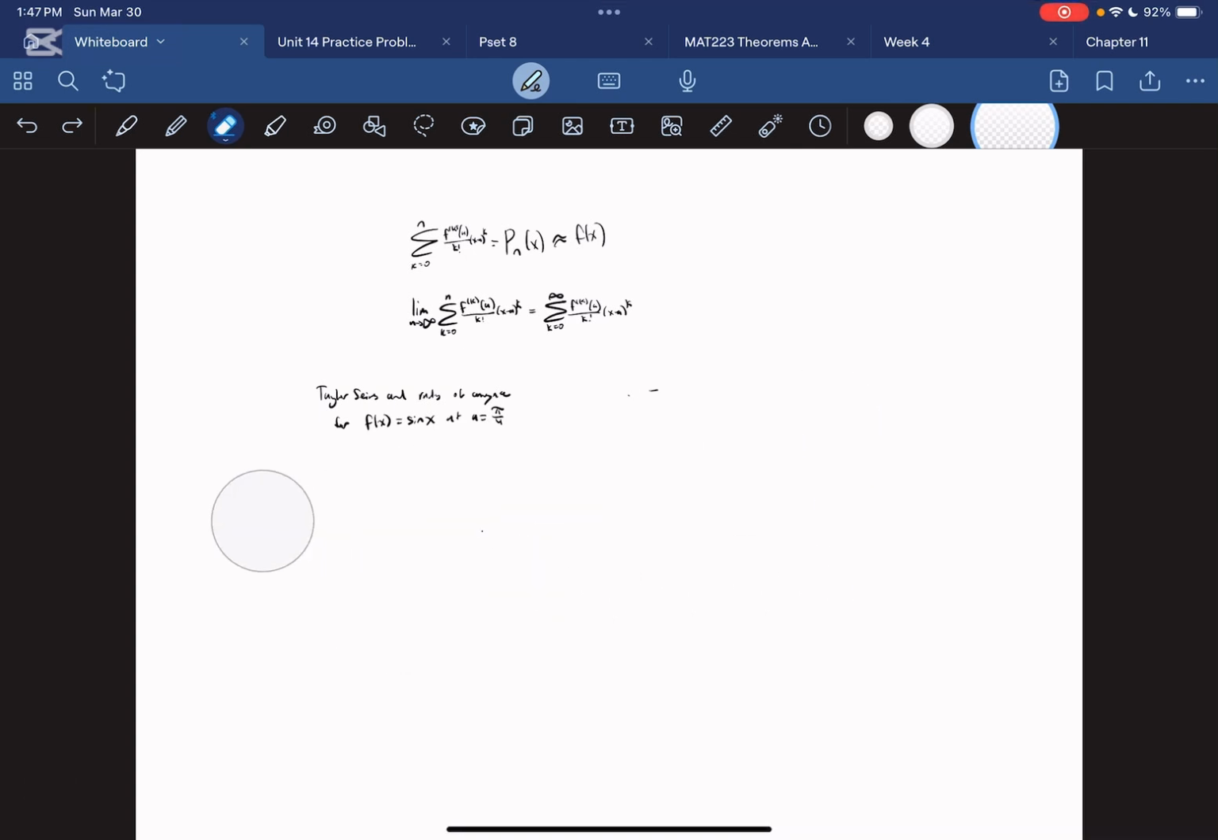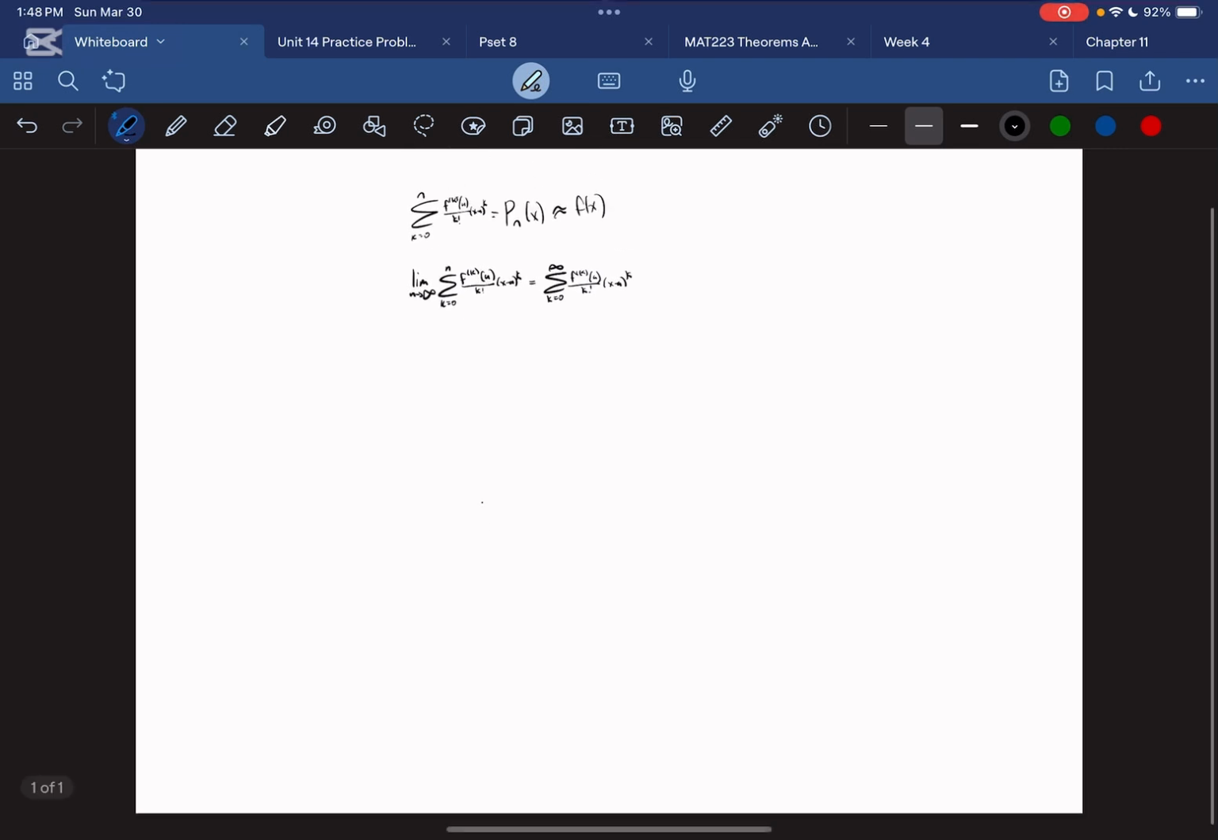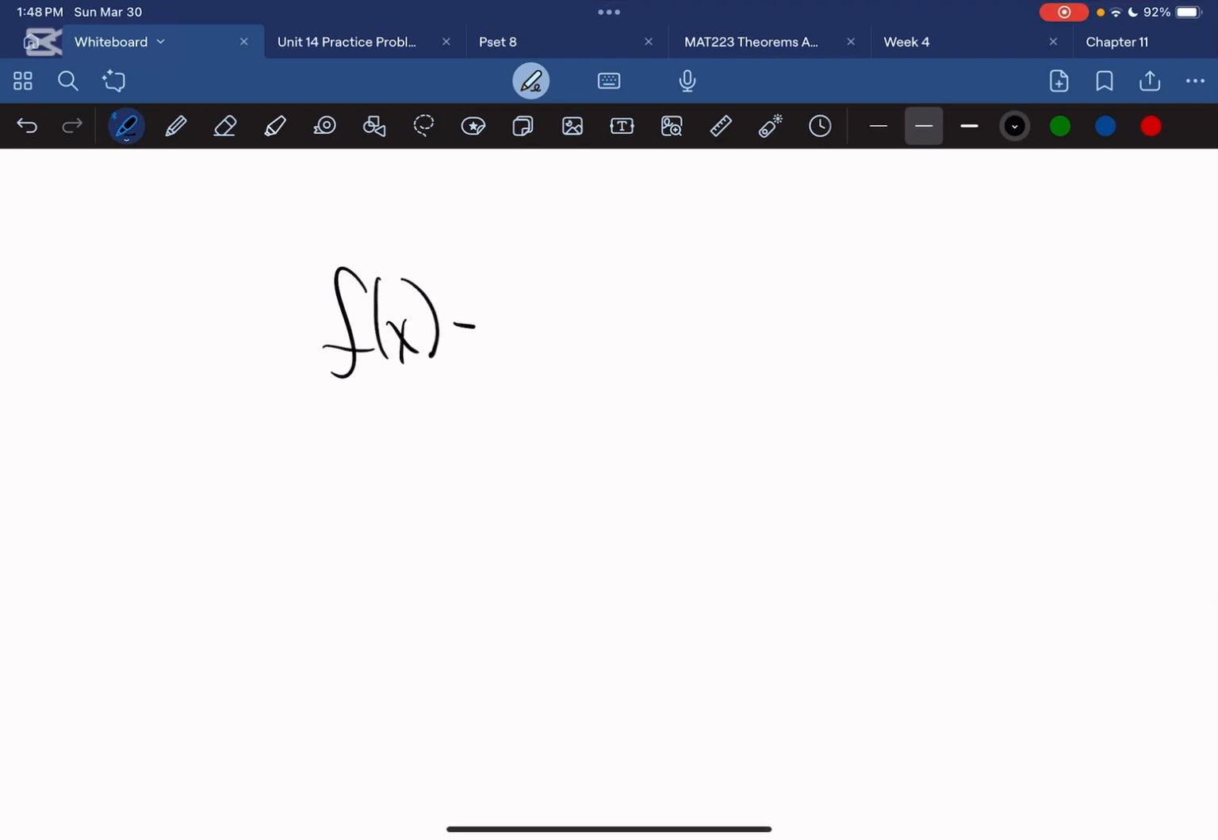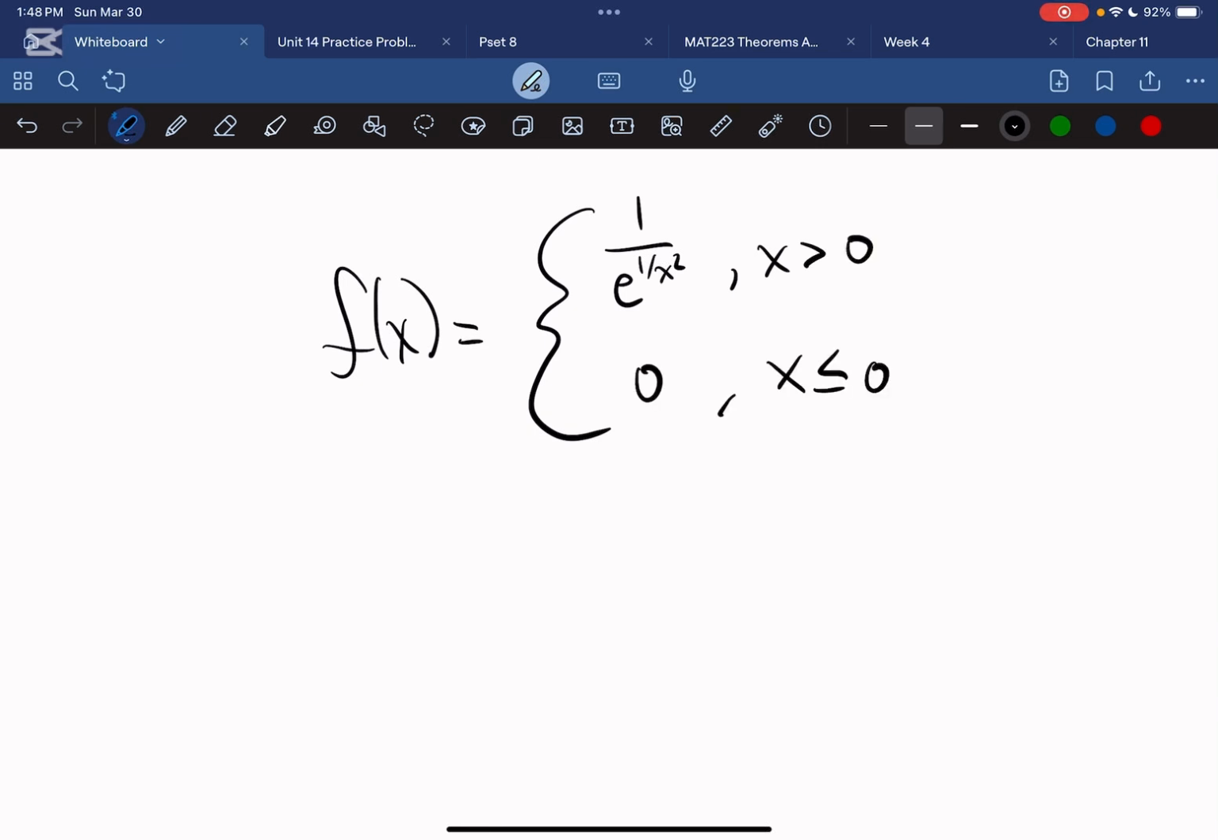Now I want to investigate when a Taylor series isn't actually equal to its function. Because right now you might be thinking, oh, okay, every single Taylor series is just the function. That's great. Well, not exactly. And I'll give you a nice counterexample. We'll take this piecewise function that is 1 over e to the 1 over x squared when x is greater than 0, and then 0 everywhere else, including at 0.